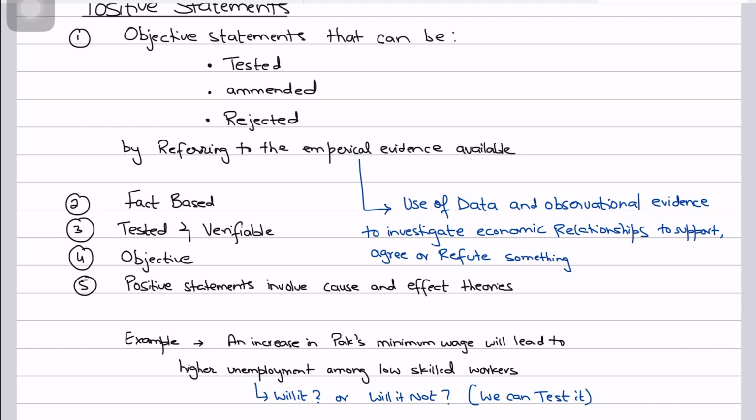So positive economic analysis, or positive economics, or positive statements are, like I said, objective. They avoid any sort of judgments about what is good or bad, right? And they are strictly dealing with factual data that we have, aiming to describe how things are right now, or maybe to predict.